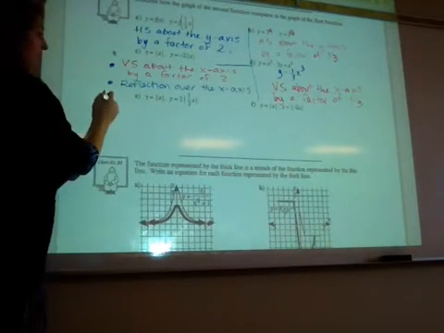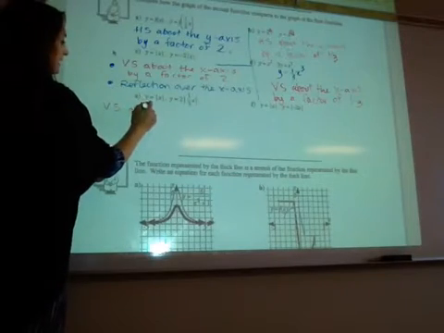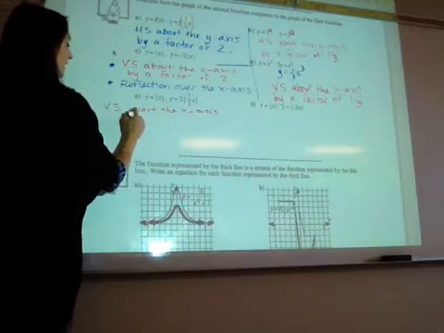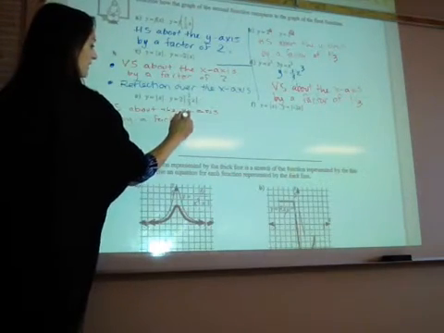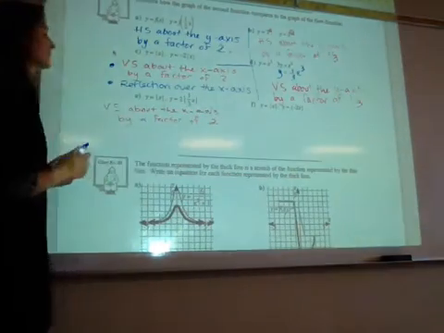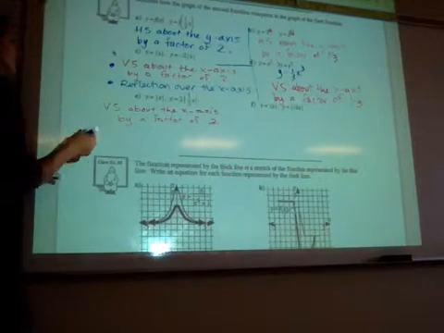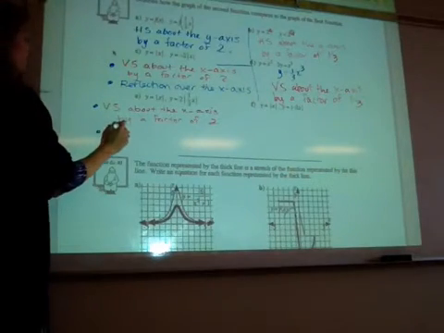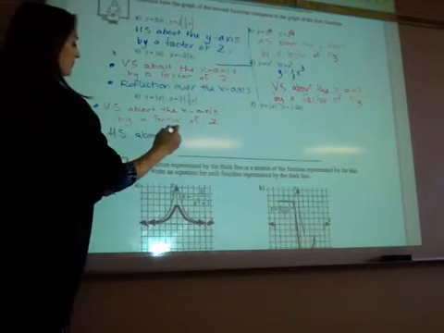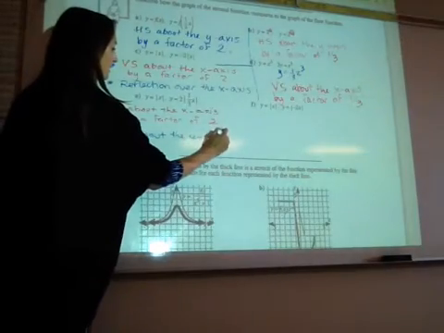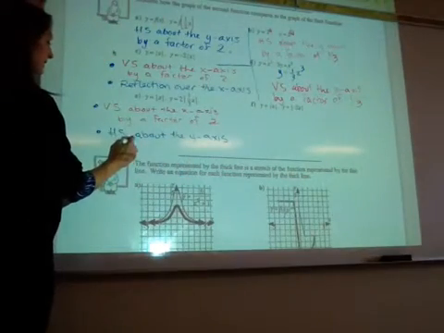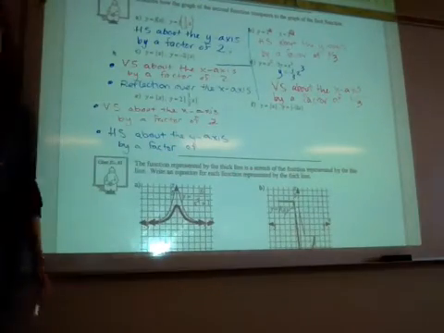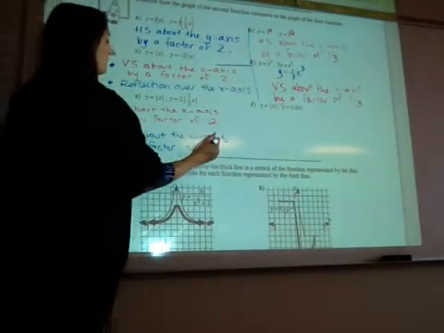Okay, so we'll start with a vertical stretch. It's about the x-axis. That's by a factor of 2. And then the second stretch will be a horizontal stretch. That's occurring about the y-axis. And this is by a factor of the reciprocal of 1/3, which is 3.